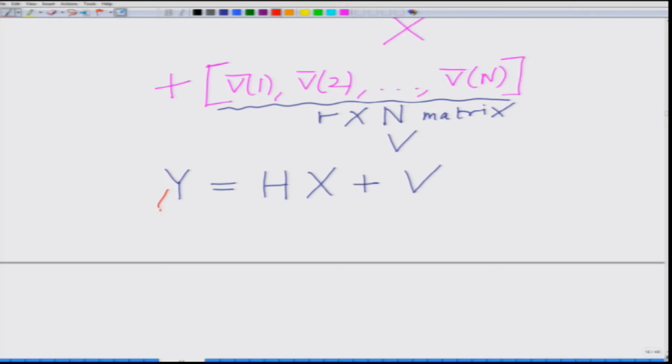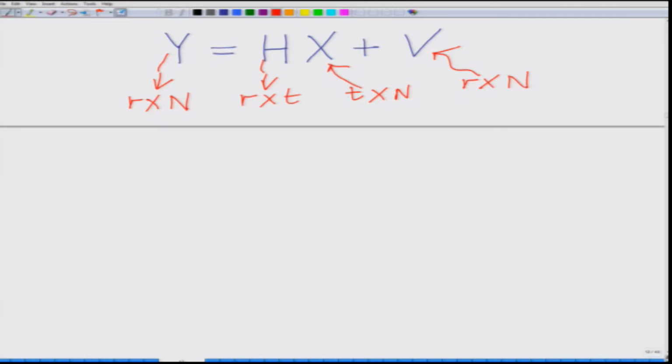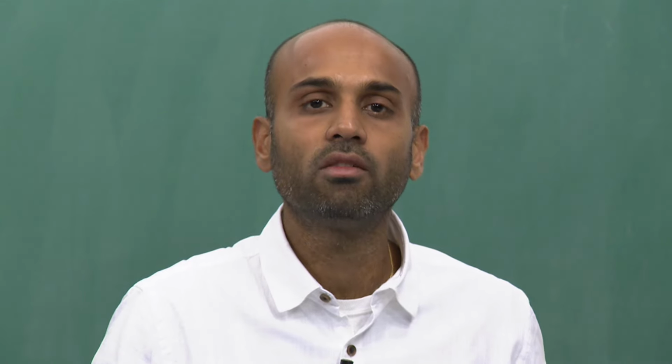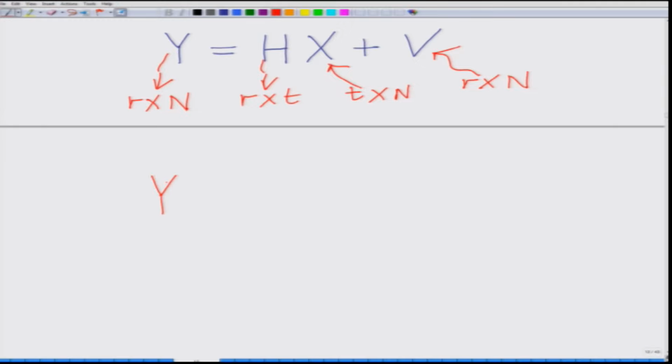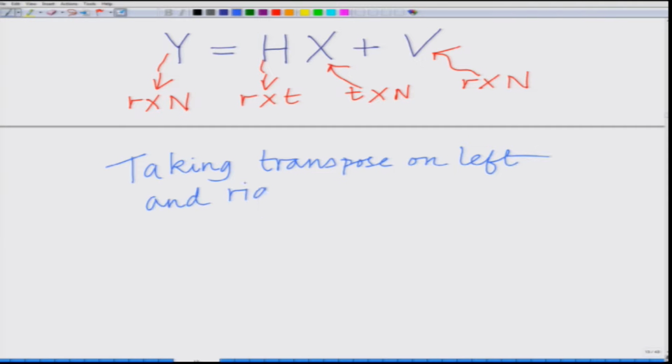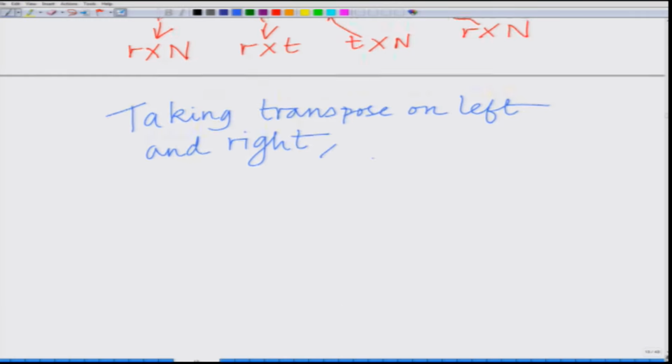To repeat, Y is r cross n, H is r cross t, X is a t cross n matrix consisting of the n pilot vectors, and V is an r cross n matrix. Now, this is similar to the system model that we had for multi antenna channel estimation, except there we had Y equals X H. Now, here we have Y equals H X, which is more standard notation for MIMO. So, let us just recast it in a form that we are already familiar with. I am going to take the transpose of each quantity, taking the transpose on left and right, what do we have?